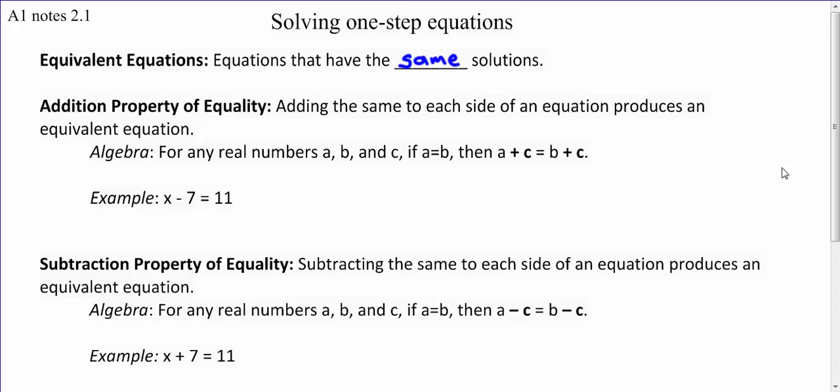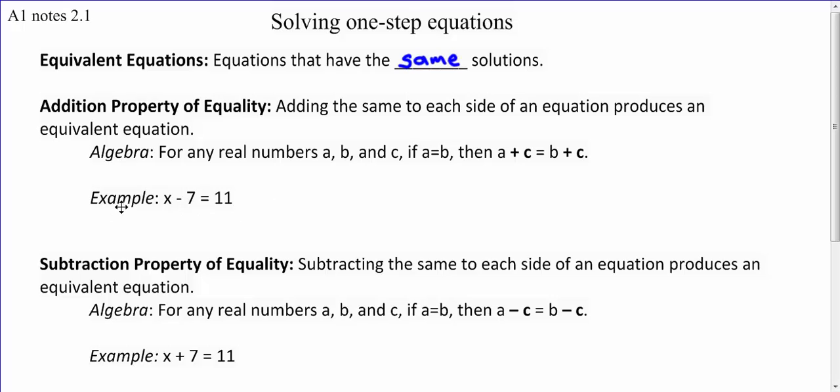The addition property of equality. The summary is you're adding the same thing to both sides of an equation. You can add 5 to both sides. You can add x to both sides. In the example that you see here, it says for any real numbers a, b, and c, if a is equal to b, then a plus c equals b plus c. We've added c to each side.